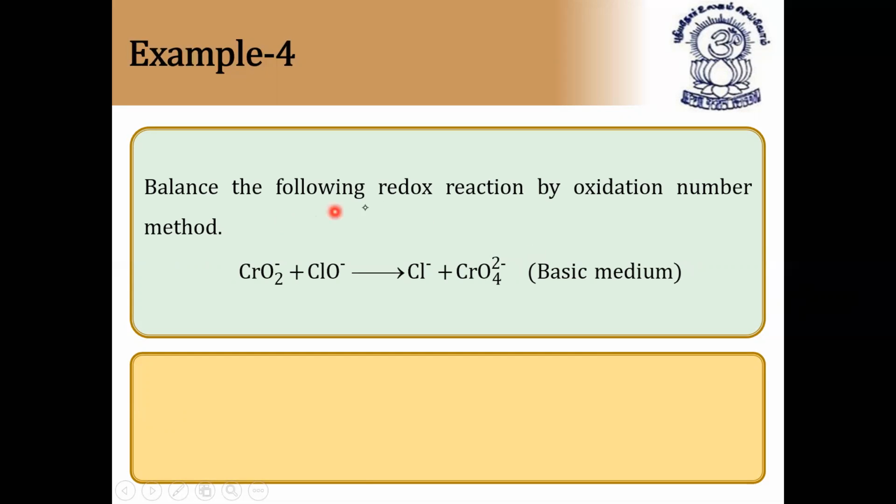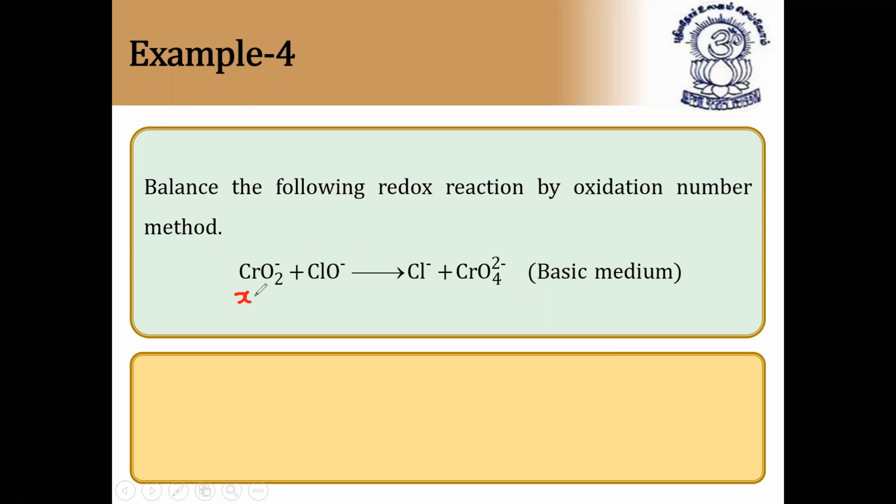Example 4. Balance the following redox reaction by the oxidation number method. This is again given in basic medium. Follow the same steps. You'll definitely get the answer. So CrO2 minus plus ClO minus gives us Cl minus plus CrO4 2 minus. So here itself I'll show it something like this. First step, identify the elements. So first step, writing all the oxidation states.